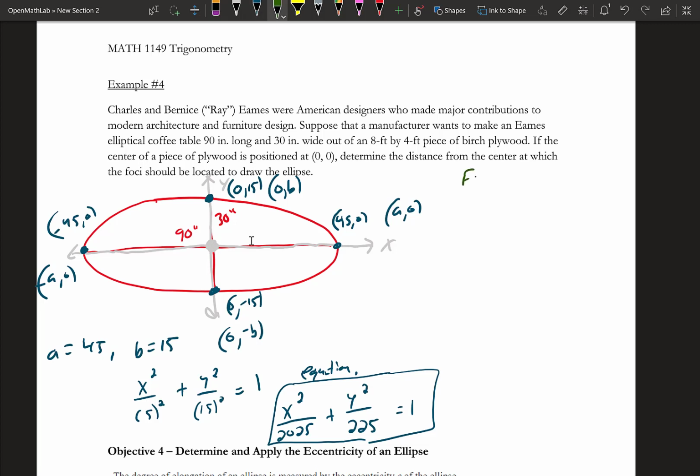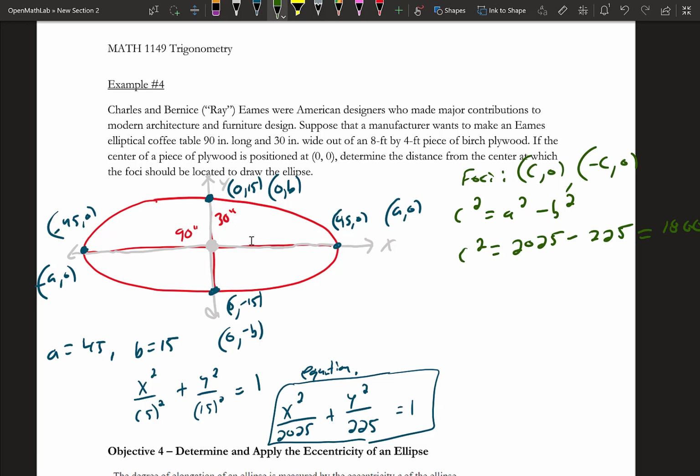To do this, the foci are at the points c, 0 and negative c, 0. So we want to find c. Remember, c squared is equal to a squared minus b squared, which would be 2025 minus 225, which is equal to 1800.